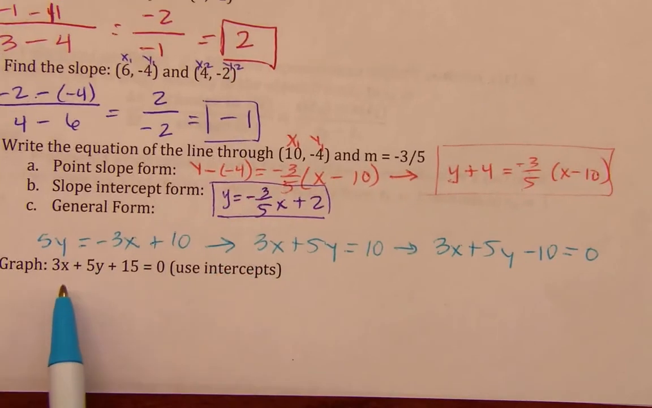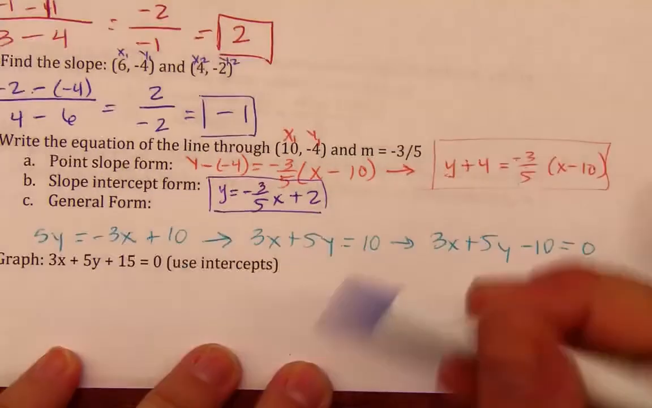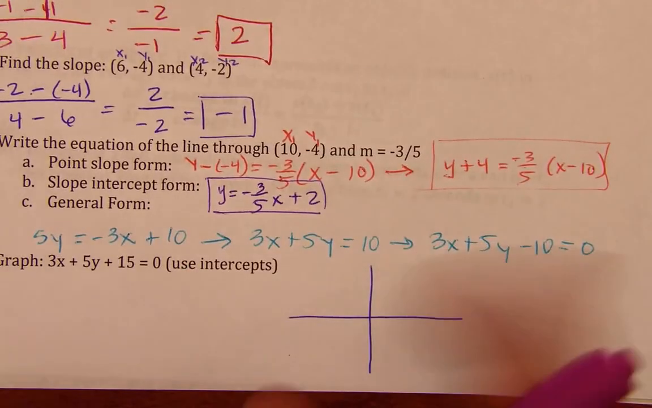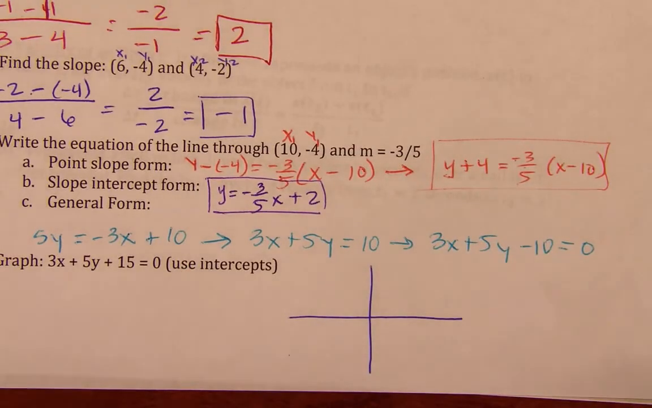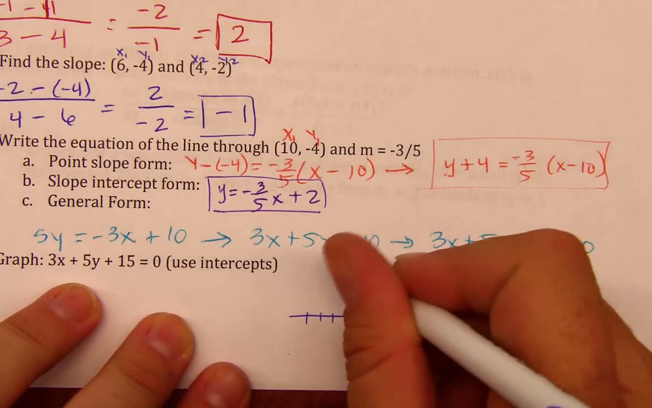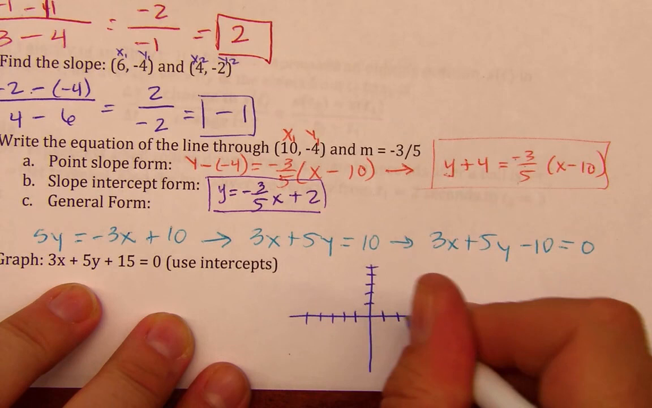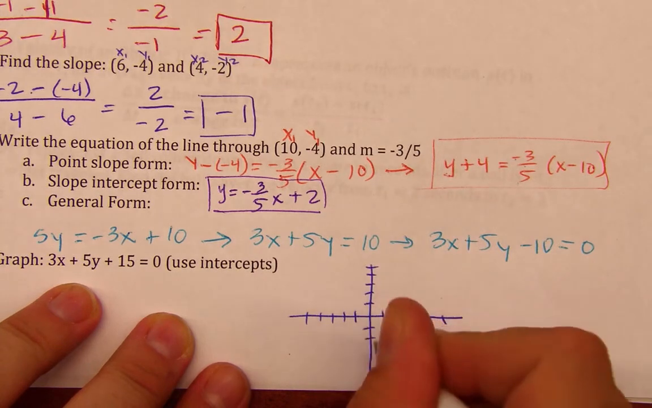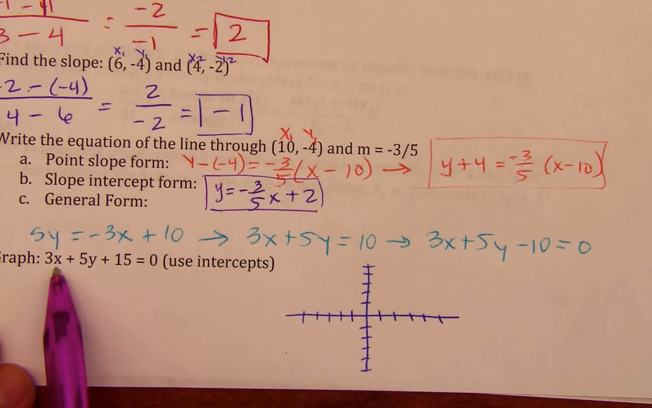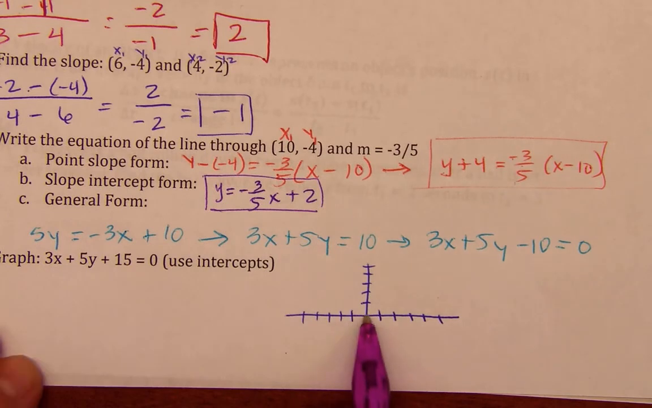And then we have our last question here. We have an equation and we need to graph it. Okay, so I'm going to use the intercepts, and the key there is plugging in zeros. Okay, so plugging in 0 for x, so my x value is 0.